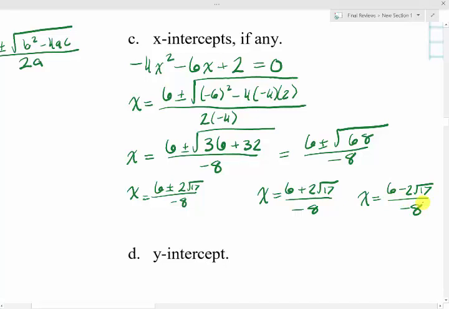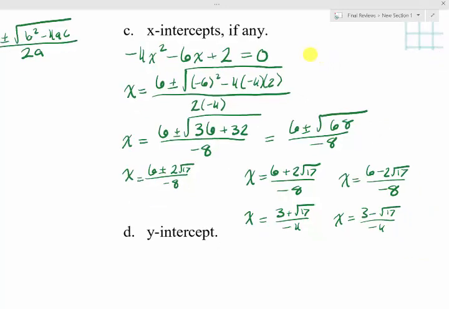And then we can reduce a little bit, because I have a factor of 2 in all three of my numbers. So x equals 3 plus the square root of 17 over negative 4. And x equals 3 minus the square root of 17 over negative 4. And unfortunately, they're not going to get any prettier.